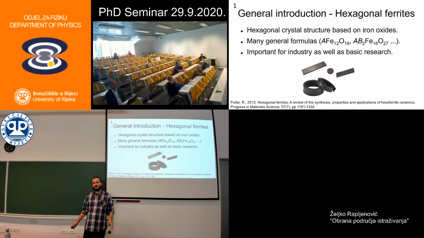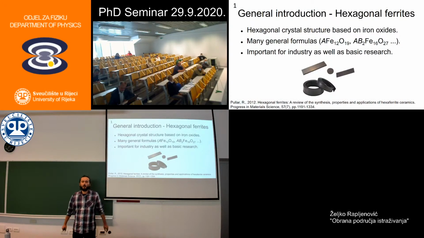We can consider this class as a meta class because it contains many different types inside, and these types have general formulas. So here is an M-type hexaferrite with the general formula A Fe12 O19, where A is an alkaline earth metal. This is the simplest case of the hexagonal ferrites. Then, as we proceed down the line, these general formulas get more complicated.